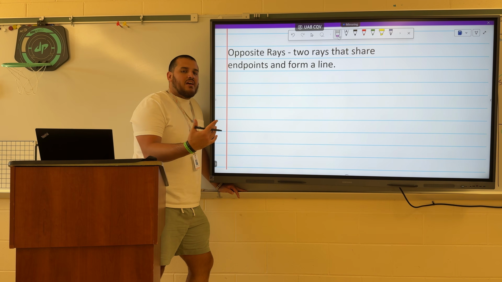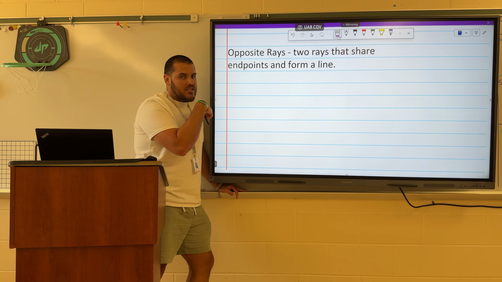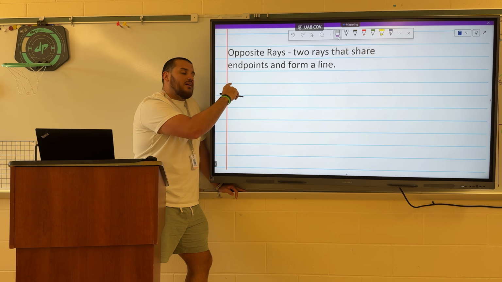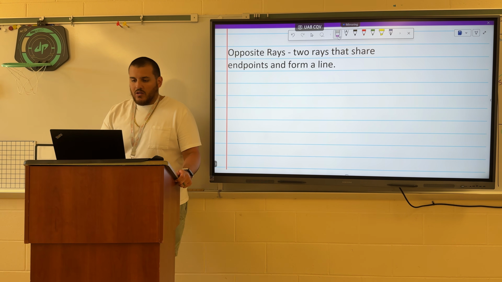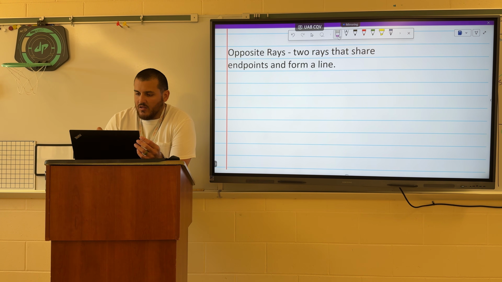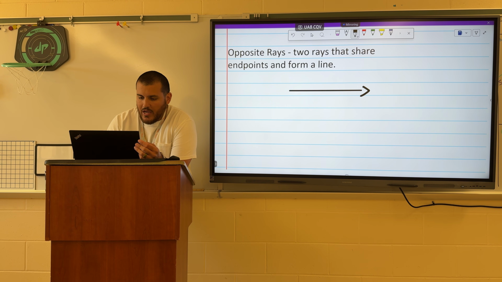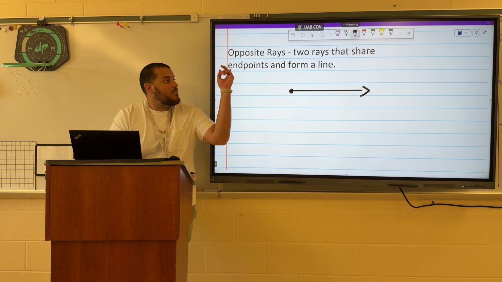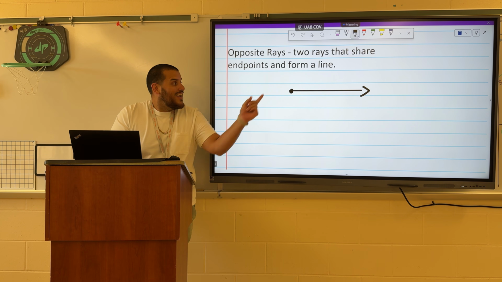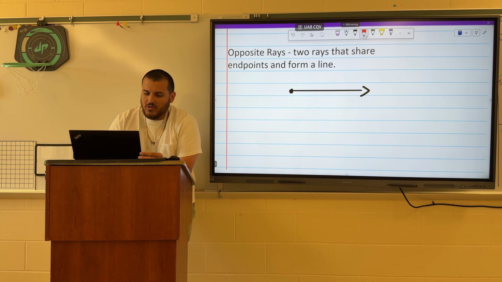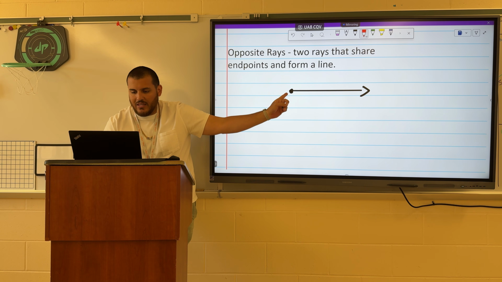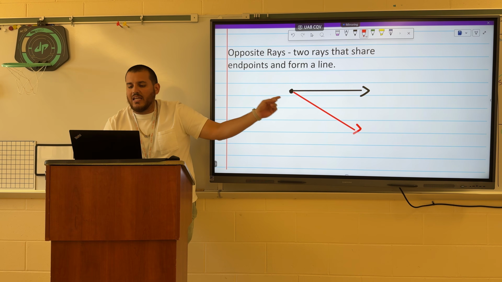A unique figure we have here in geometry is called opposite rays. So this is going to be 2 rays that share an endpoint and form a line. We've already learned that rays go forever in one direction, so when we draw them, they would have 1 arrow, 1 endpoint. For opposite rays, we need to have 2 of these. But it's very important that they form a line with each other. If I drew a ray sharing this same endpoint like this, that doesn't create a line.